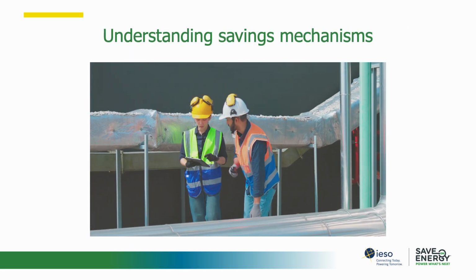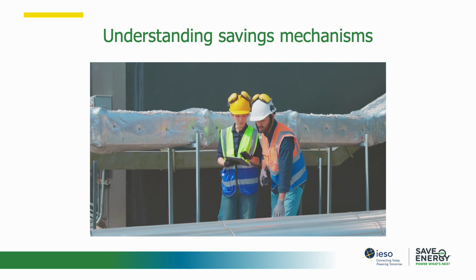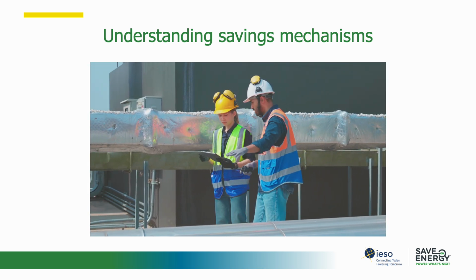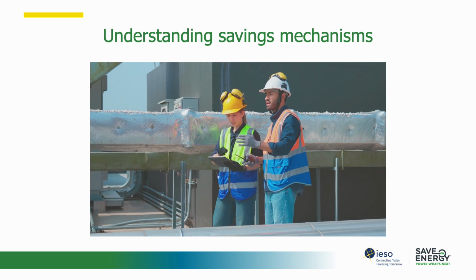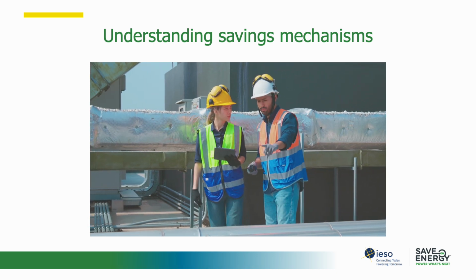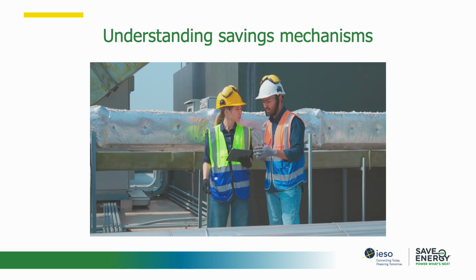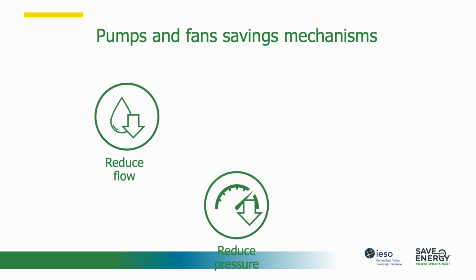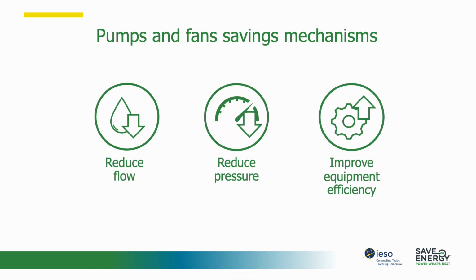Before considering the specific savings mechanisms available for pumps and fans, it's important to ensure that any calculations reflect how the equipment actually operates, to avoid under or overestimating your savings. Let's start by looking at the three savings mechanisms for pumps or fans: reducing flow, reducing pressure, and improving equipment efficiency.